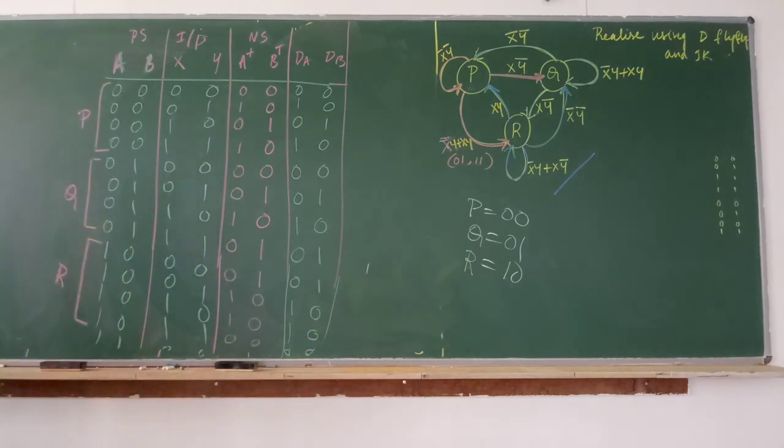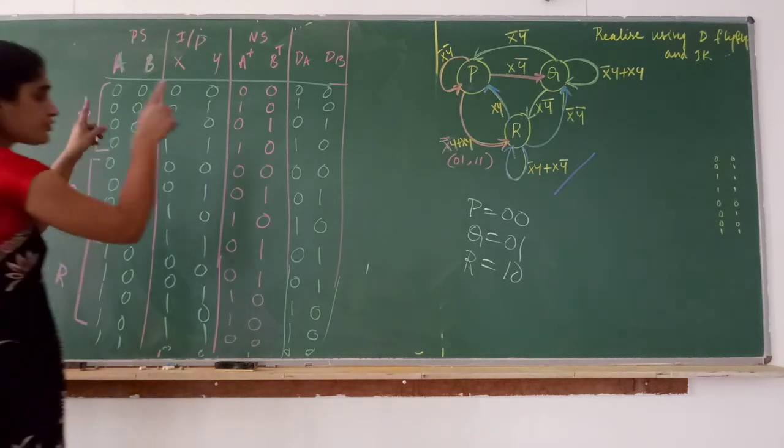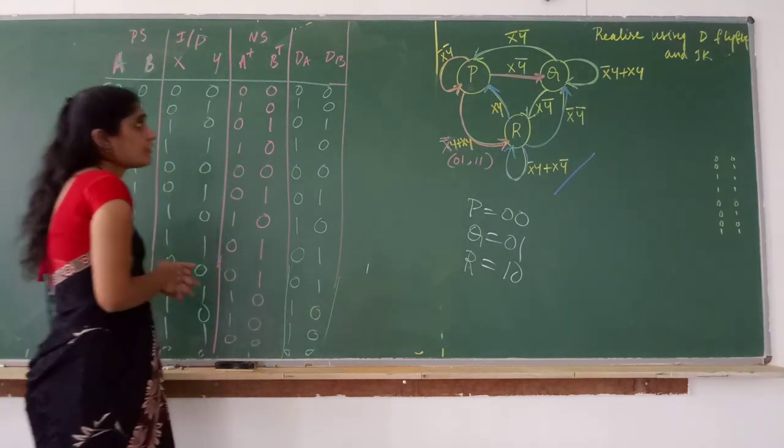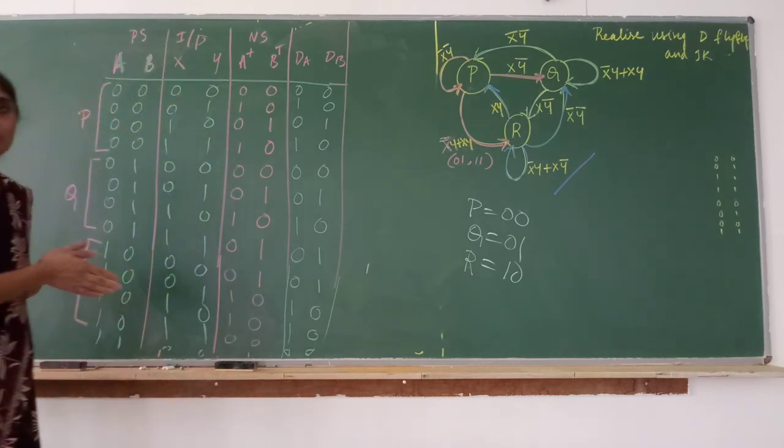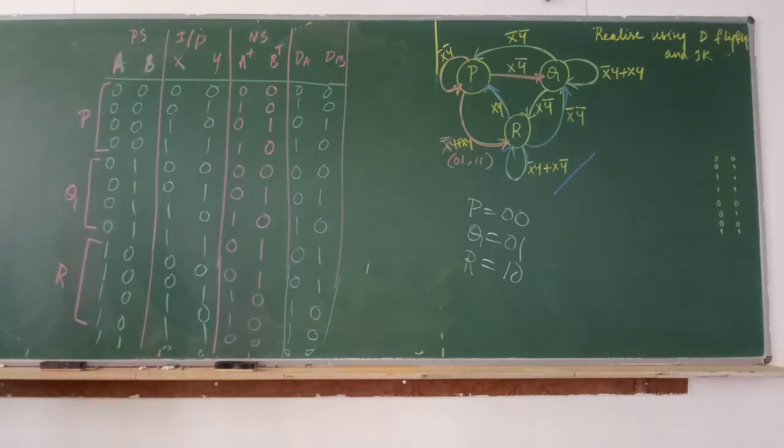Now you have to derive equations for dA, dB and write the circuit for this. I hope you know how to derive an equation for dA, dB. Use 4 variable K-map. Derive the equations for dA, dB in terms of A, B, X, Y and write the circuit diagram. Okay. So this is how you have to work out all your previous year question paper problems. Only then you will be clear with the analysis of synchronous sequential circuits. Okay. Thank you.